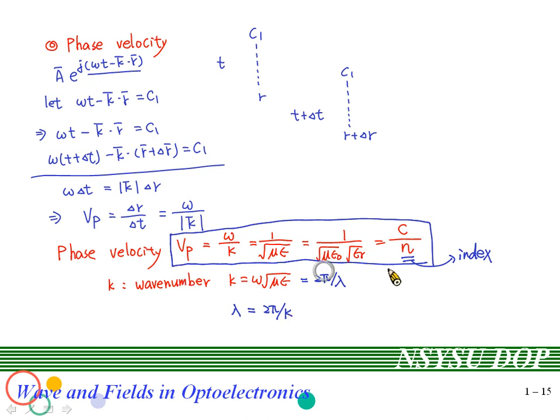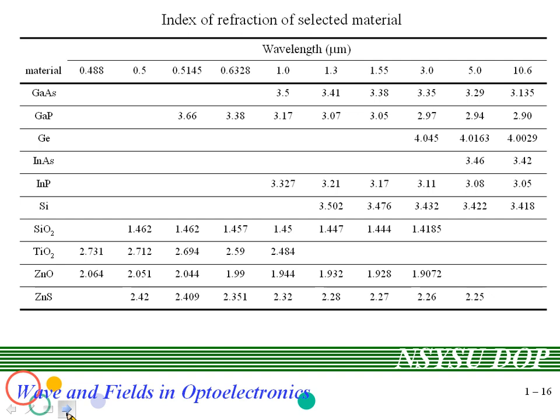From this equation, you know that the phase velocity can be obtained from the index. So the following table gives you the refractive index of materials at different frequencies or different wavelengths. For example, for SiO2, you will have different indices at different wavelengths. This means that the wave in SiO2 will have different phase velocities at different wavelengths.